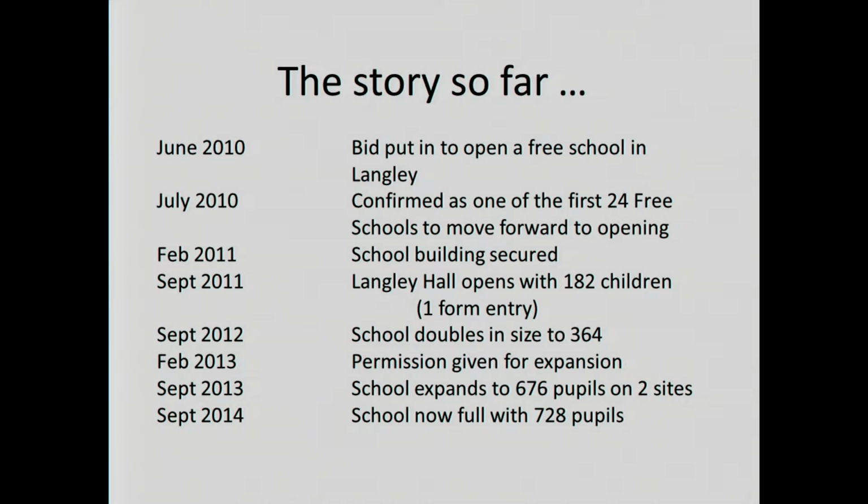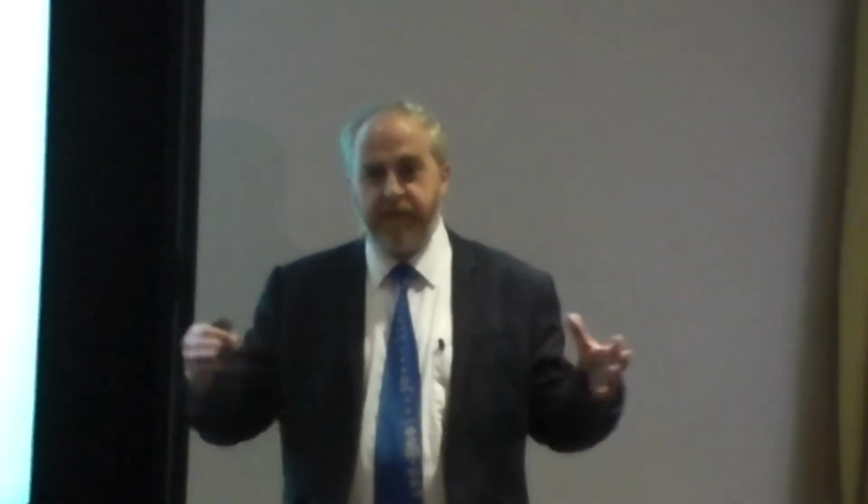So a quick history of what happened with the school there. As you can see, it effectively opened in 2011 with 182 children. It quickly expanded the following year to have 364 children. And then last year, it split over 2 sites. They bought a second building and split the school into 2. So you have the lower school and the upper school in different locations. And they also had to move the catering hall, the dining hall, to somewhere over the road. And now there are 728 pupils in the school. That is a huge expanse of a school.